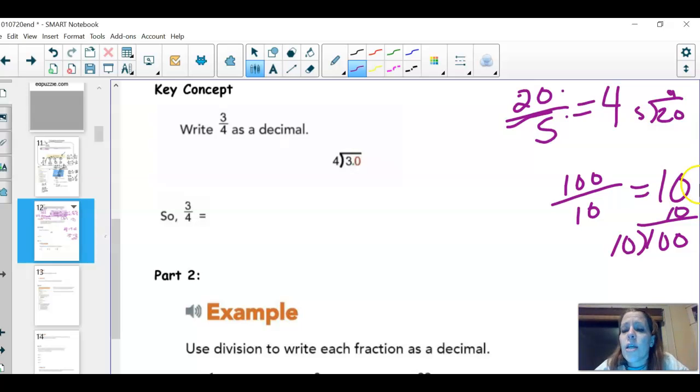So this is just like we did before break. So write 3/4 as a decimal. I don't want this part to mess you up, so go ahead and rewrite with me, okay?